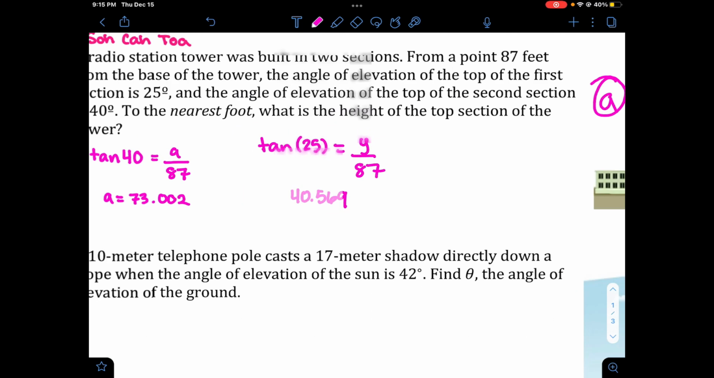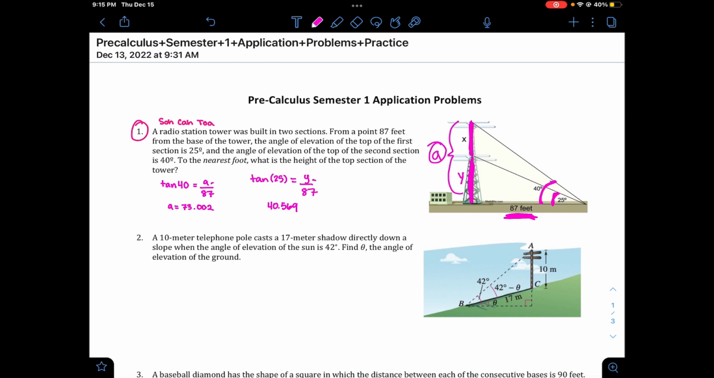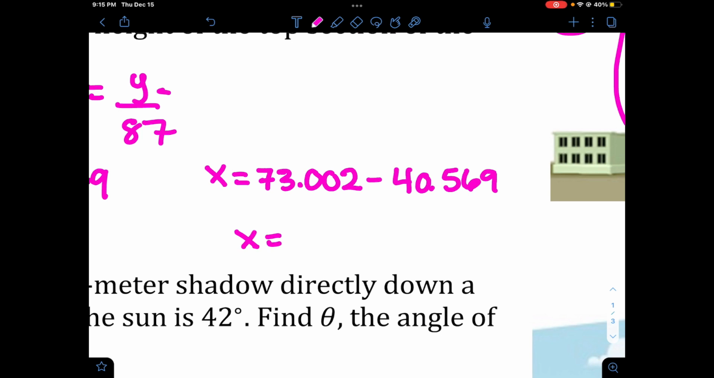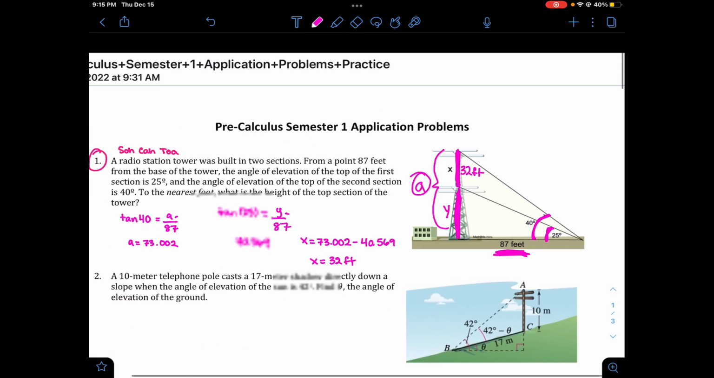And to find X, now we're going to subtract both A and Y. So it's going to be X equals 73.002 minus 40.569, which should equal roughly about 32 feet. So 32 feet is our side of X.